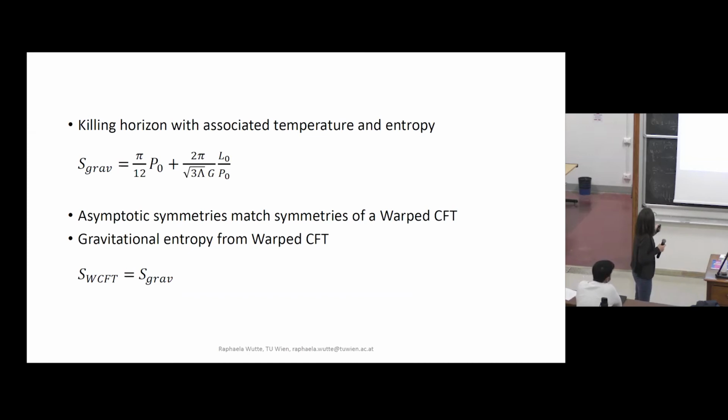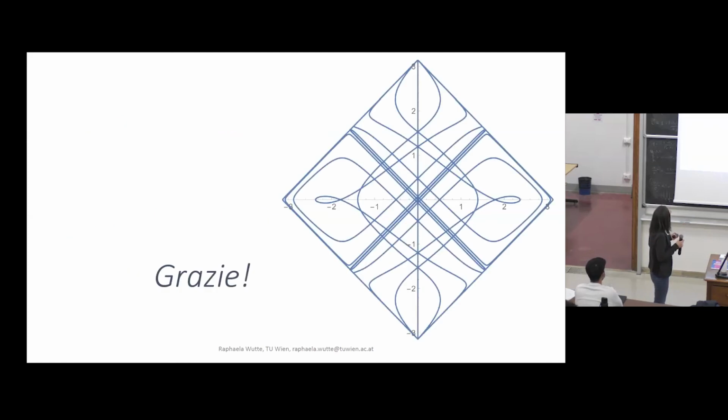Nevertheless, we have this compact Killing horizon, and you can formally associate a temperature and entropy to it, which is more like what you do in cosmological scenarios, where you also associate an entropy with a cosmological horizon. And this is the gravitational entropy. Here P0 is the mass, L0 is the angular momentum. And what we showed is that you can reproduce this gravitational entropy through a computation done intrinsically in the warped CFT, and that this matches. So, grazie. Thank you very much.